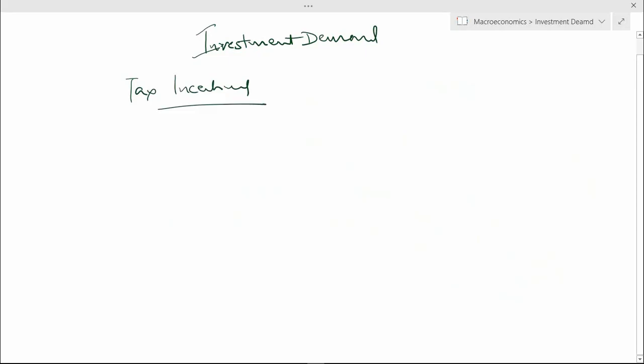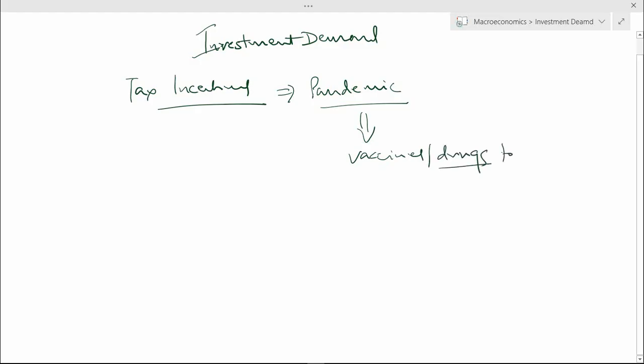Other ways through tax incentives. Take the example of the pandemic. During this time we had a lot of tax incentives to the healthcare sector to develop vaccines. So this will increase investment demand. This is a good example of how investment demand will increase in the pharma sector, or you can say healthcare sector.